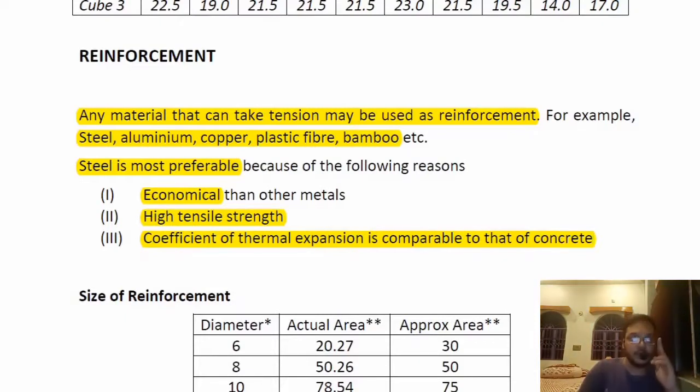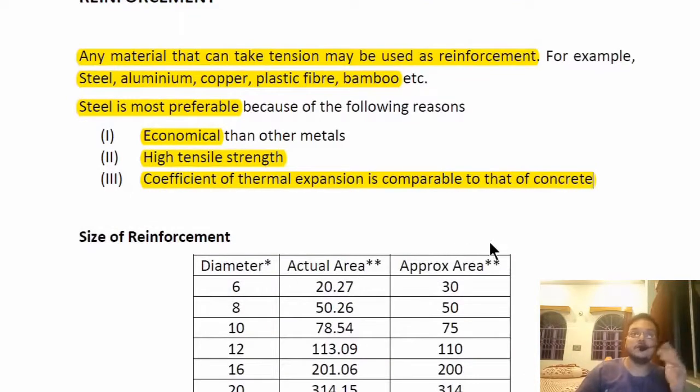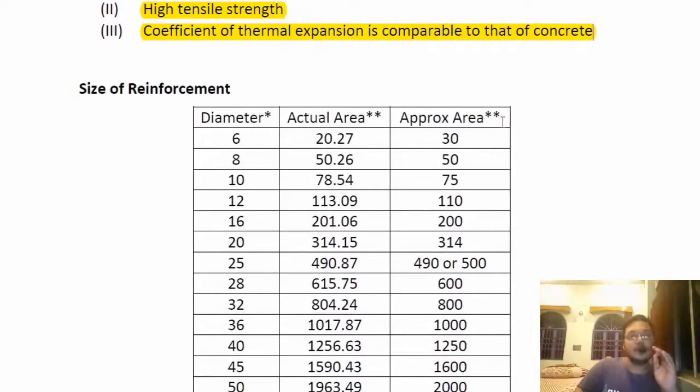So it is very important that the coefficient of thermal expansion of the reinforcement metal is quite comparable to that of concrete, which steel provides us. So these are the 3 points why we should take steel as the most preferable reinforcement material.